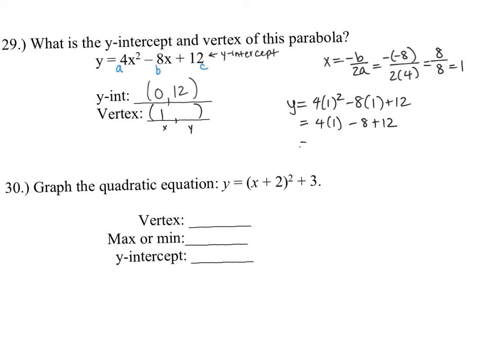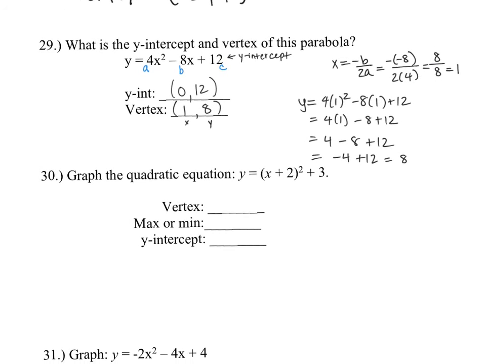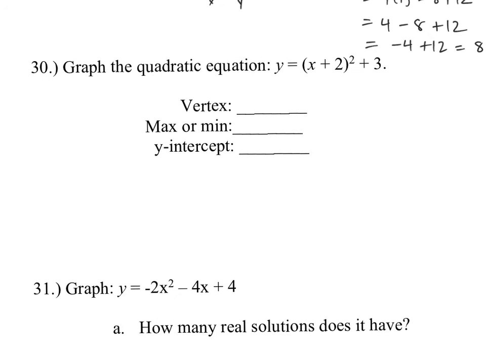So this ends up being 4 minus 8 plus 12. So if I take 4 and I subtract 8, I get negative 4. If I add that with 12, negative 4 plus 12 is positive 8. So it looks like my vertex is at 1, 8. And that's it. So our next problem is kind of the same.